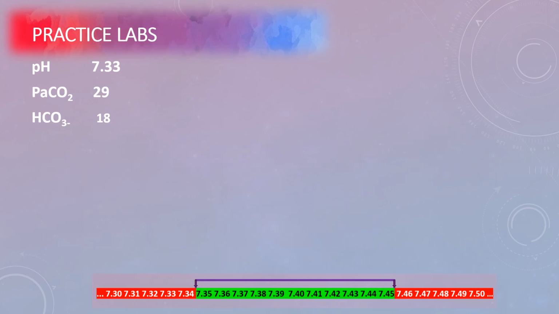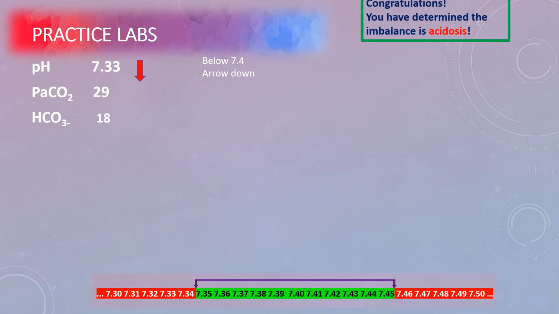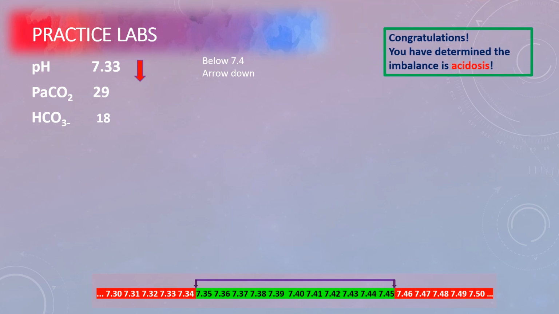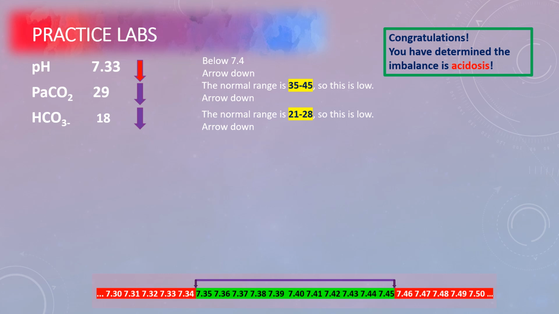The pH is 7.33. We put an arrow down because it's below 7.4. Congratulations, you've determined the imbalance is acidosis. The PaCO2 is 29. The normal range is 35 to 45, so this is low, so we put an arrow down. The HCO3 is 18. We know the normal range is 21 to 28, so 18 is low. We put an arrow down.